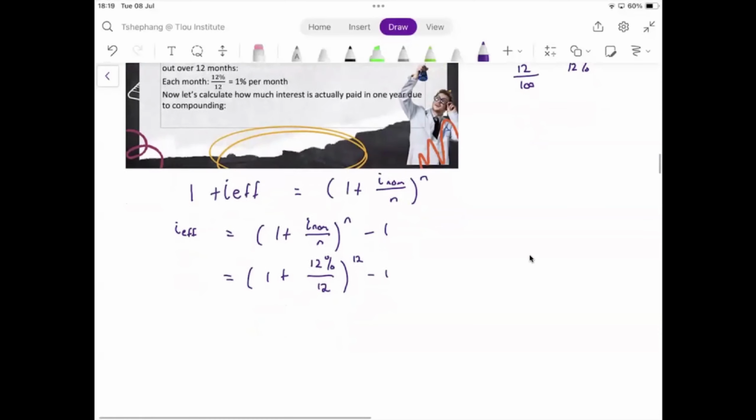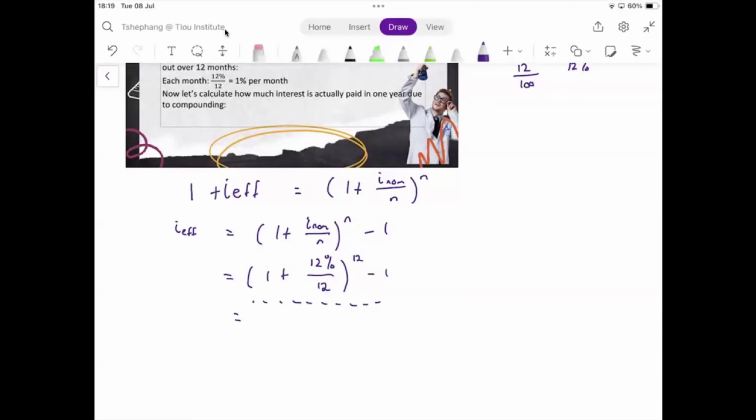Okay? From here, it's just calculator work. Now, I'm going to let you guys plug this into the calculator. Make sure that you plug it in properly. Don't make any mistakes. And then please submit your answers in the chat. I'll give you guys 30 seconds to quickly plug this in, and then let's calculate the effective interest rate.